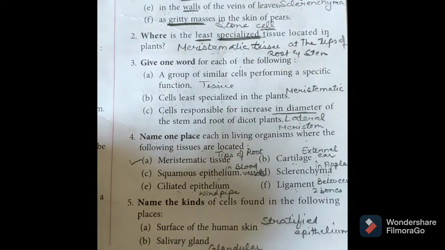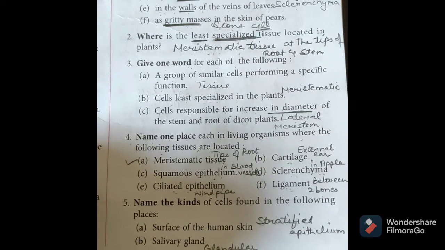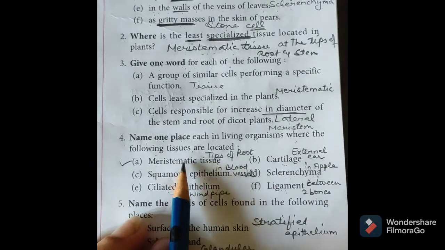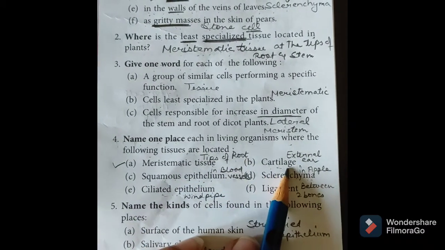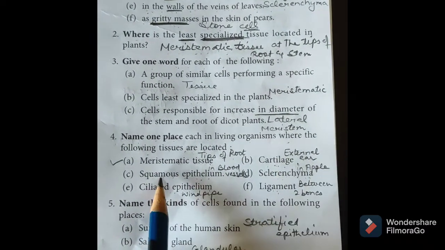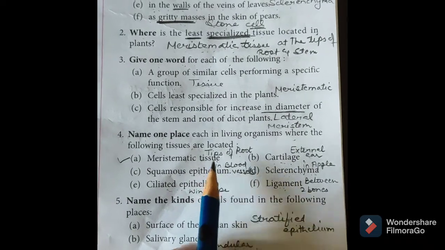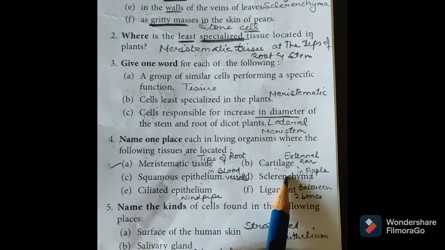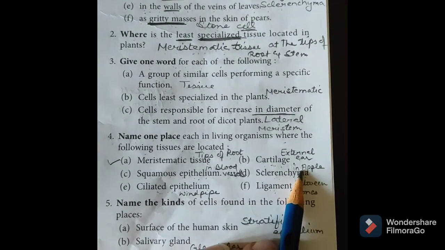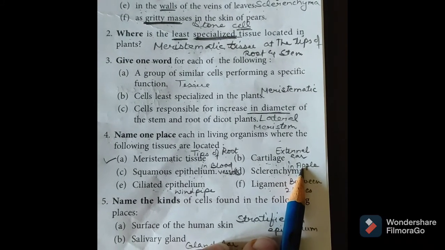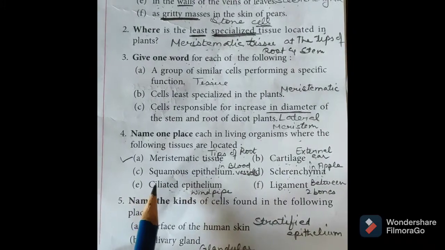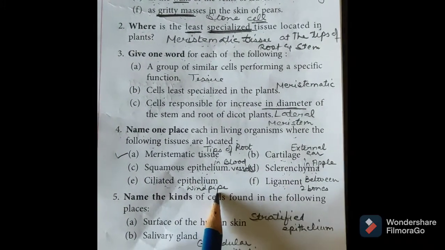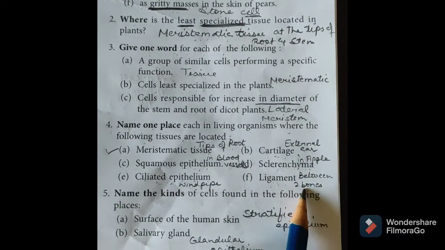Next, question number 4. Name one place each in a living organism where the following tissues are located. Meristematic tissue: tips of root. Cartilage: external ear. Squamous epithelium: blood vessels. Sclerenchyma: here I have mentioned apple. The gritty substance of apple is sclerenchyma. Ciliated epithelium: windpipe. Ligament: between two bones.